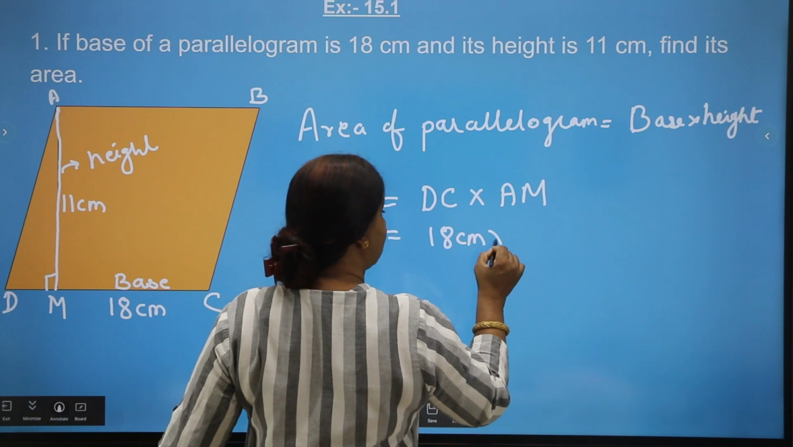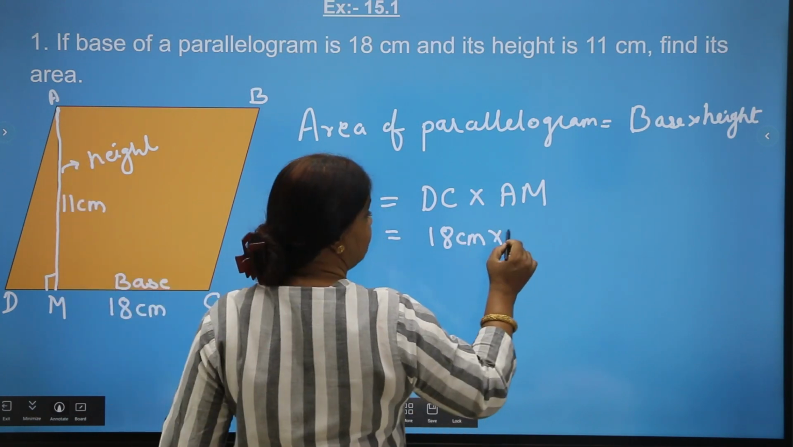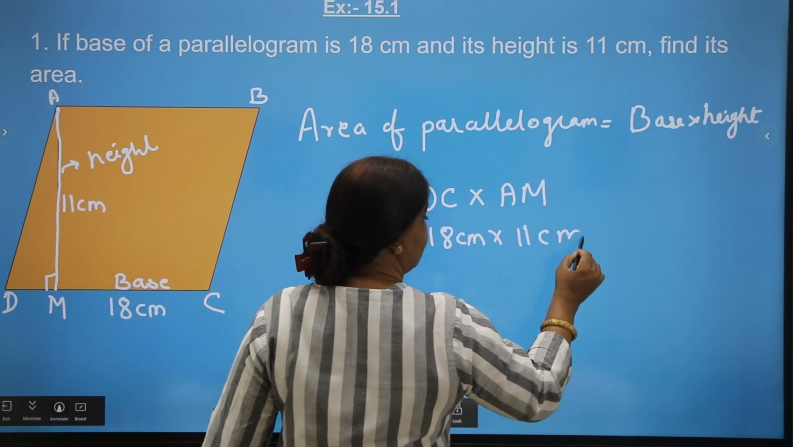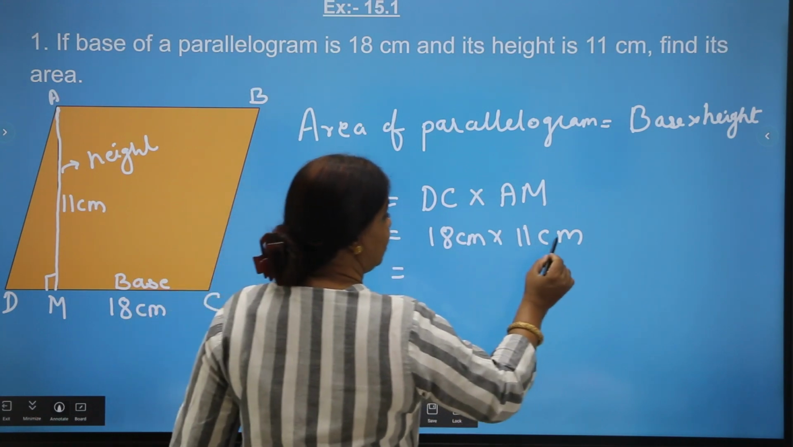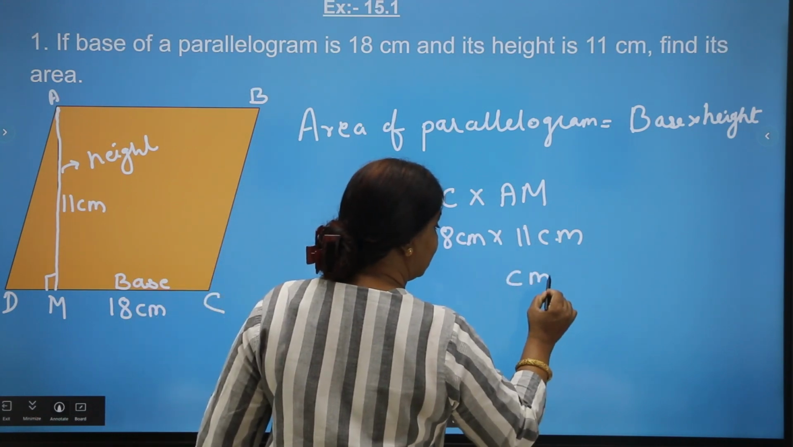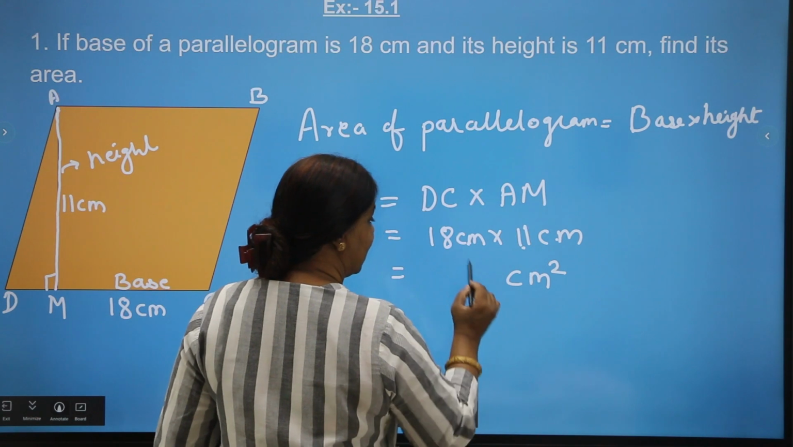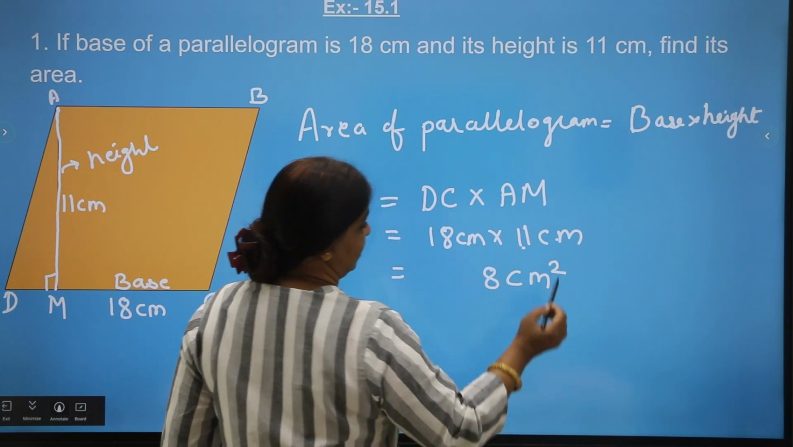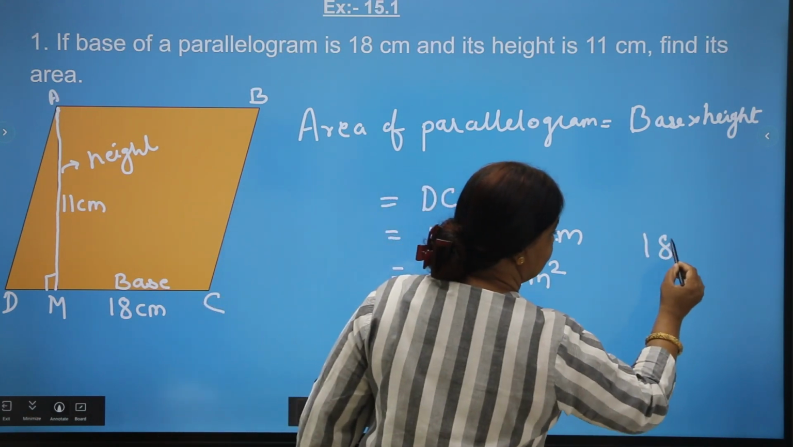And how much is AM? AM is 11 centimeter. Now see here, I will multiply them. Centimeter into centimeter is centimeter square. 11 8s are 88. See, I will multiply it here.